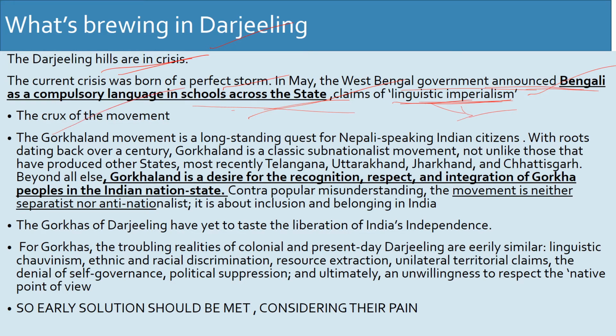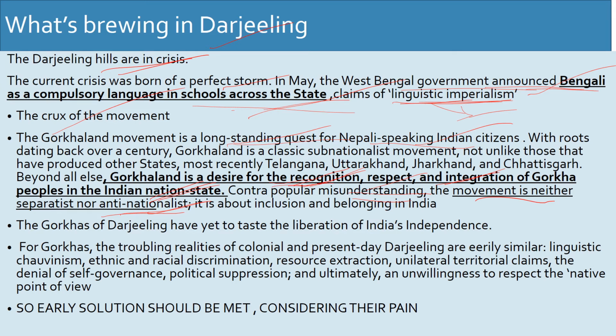It says that this is not something which evolved now, and it is a long-standing quest of the Nepali-speaking Indian citizens. So this article claims that they are Indian citizens, and there has been a sense of misunderstanding with respect to their movement, and it says that they are neither separatist nor anti-nationalist. So one has to look at their aspiration. So the article tries to say that what the Gorkhaland people desire is a separate state for the recognition, respect and integration of Gorkha people in the Indian nation state. So this is the keyword which can be used in your answer writing.